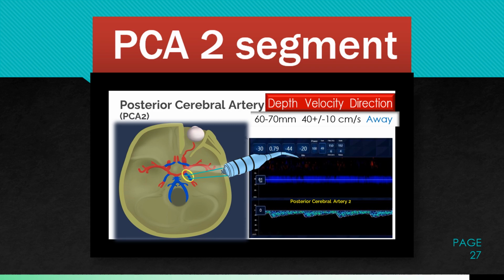From this angle at the temporal window, the blood flow will be going away from the probe and it will show as blue in the M mode and below the baseline in the spectrogram. The posterior cerebral artery 2 segment will feed the posterior hemispheres of the brain. The blood flow will originate from the vertebral and basilar arteries, traveling away from the probe, as we said, showing as blue in the M mode and below the baseline in the spectrogram.